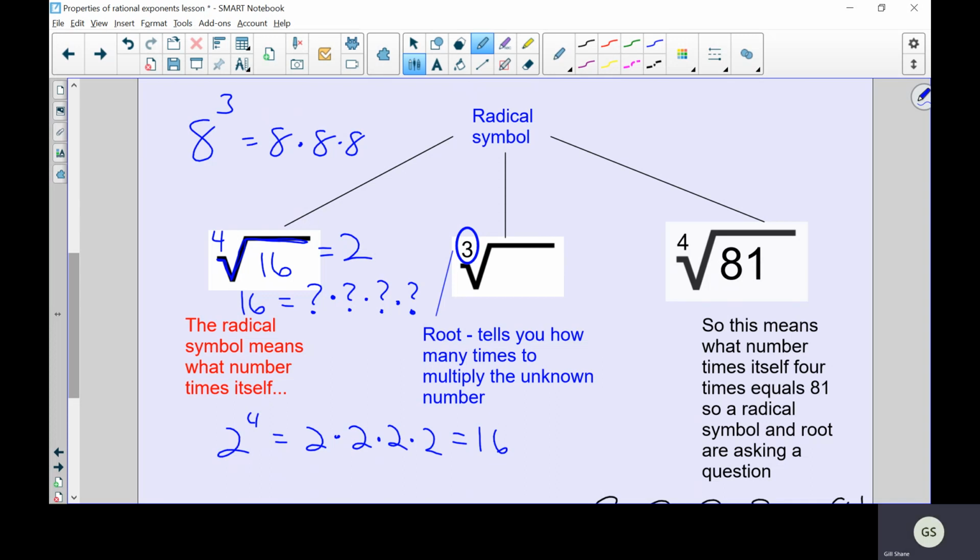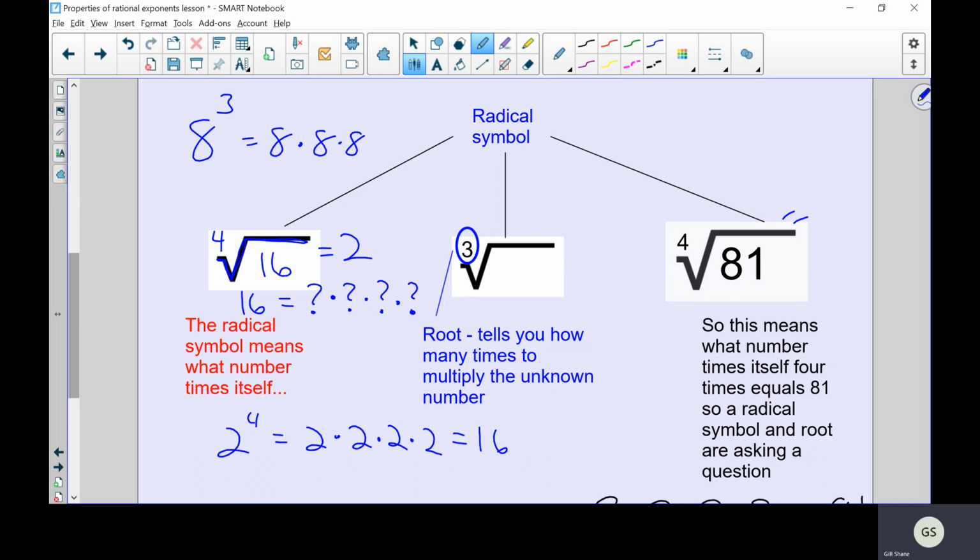So I want you to try to figure out that one then, the 4 and the 81. Oh, so it's basically like how it's explained. What number times itself 4 times? Yeah, what number times itself 4, because it's the same exponent. So what number times itself 4 times equals 81?